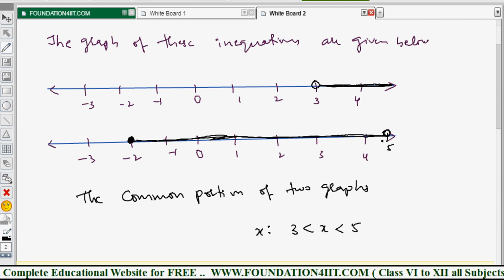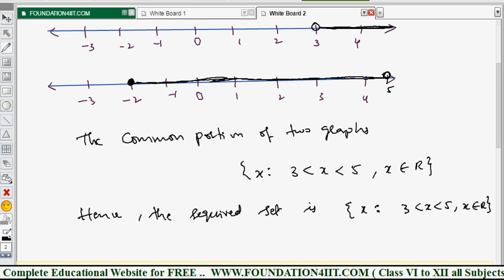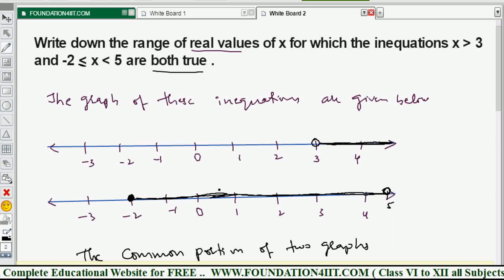It is only minus 2 to 5 that is in the range. So the common solution is this, where x belongs to real numbers. So this is the required solution set. Hence the required set is x such that 3 less than x less than 5, where x belongs to real numbers, which is the common portion, the solution set for these two together, which are both true. Whenever we have two inequations, we can solve by making the graph also.